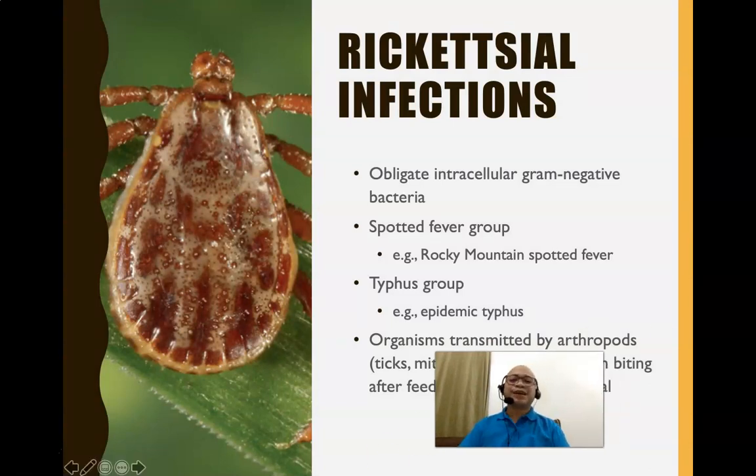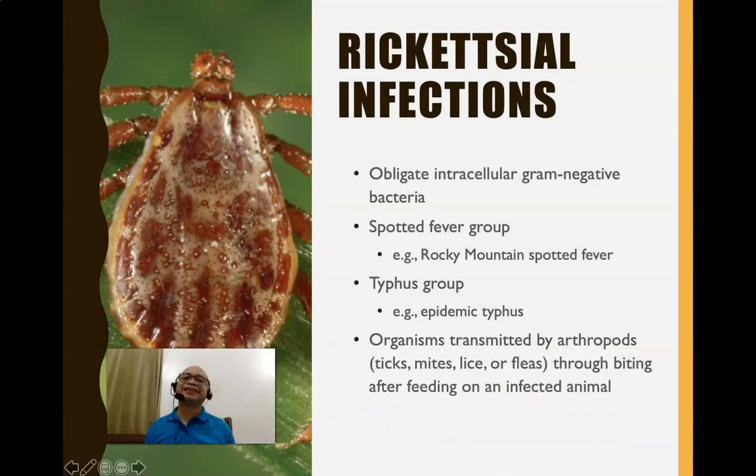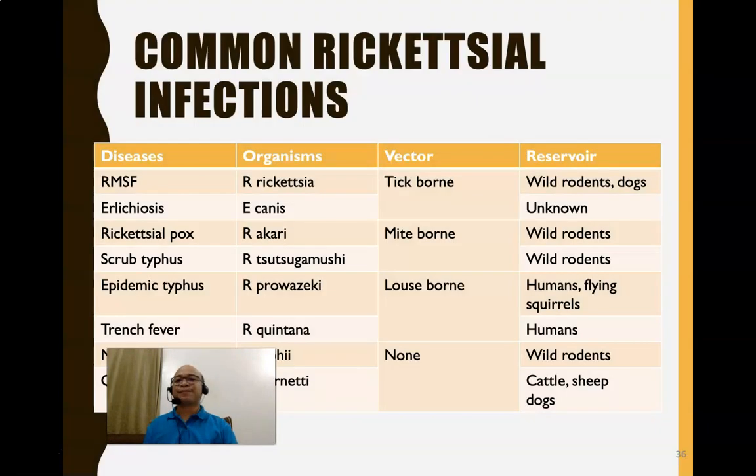Nonetheless, when we say rickettsial infection, rickettsia is an obligate intracellular gram-negative bacteria. An example would be Rocky Mountain spotted fever, which belongs to the so-called spotted fever group, and the other one is the typhus group, such as epidemic typhus. Undergraduate students, typhus fever is different from typhoid fever. The organisms are transmitted by arthropods, such as ticks, mites, lice, or fleas, through biting after feeding on an infected animal. So these are the common rickettsial infections.